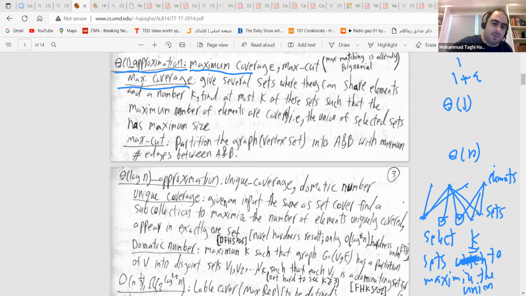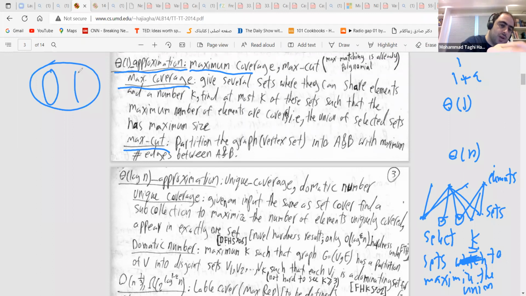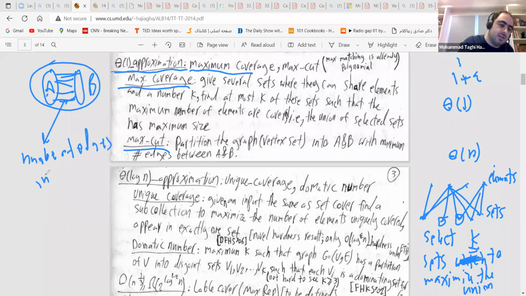It's a constant factor. Another problem is the max cut problem. You are given a graph and you want to partition the vertices into A and B such that the number of edges in between is maximized. For this problem, there is a very simple algorithm that is a 2 approximation. How can you do that? Each vertex goes to A or B at random. With probability 1/2 it goes to A, with probability 1/2 it goes to B.